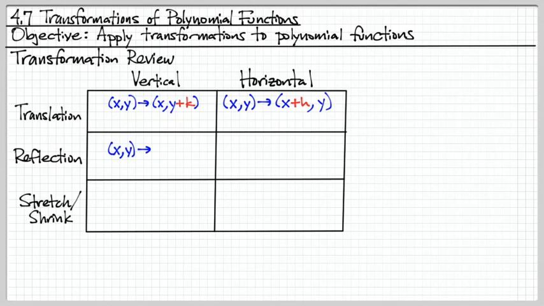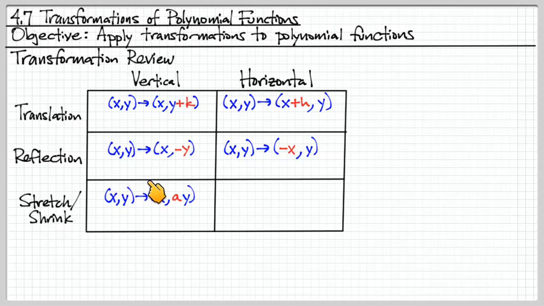Our mapping rule for reflection: when we do a vertical reflection, we're flipping it over the x-axis, so the y value becomes the opposite of what it was. The x value stays the same. It just flipped over the x-axis. For horizontal reflections, we're flipping the function over the y-axis, and in that case, the x value will change. It will become negative x, but the y value will remain the same.